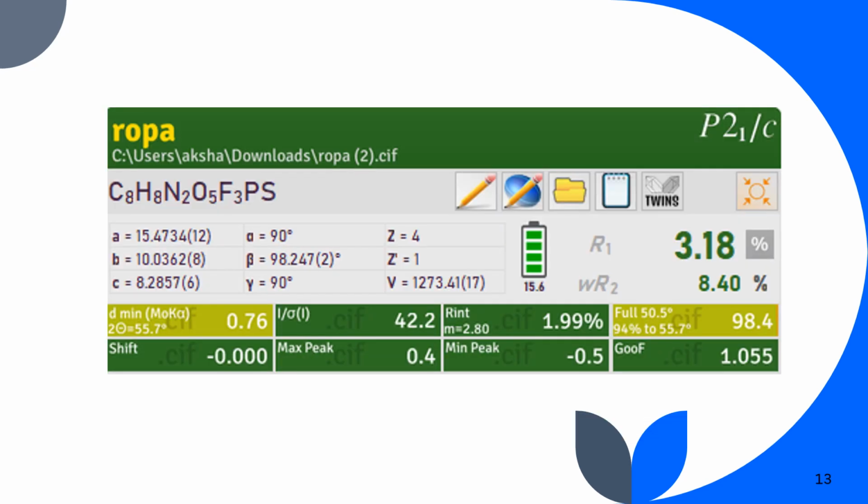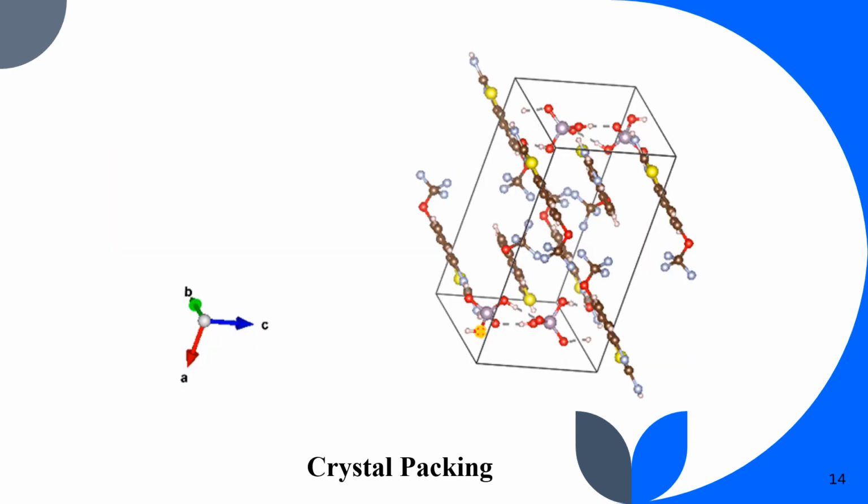Next, the R factor is also quite promising here, 3.18, and the other data can also be visualized, the cell parameters and the angles alpha, beta, gamma. And next is the crystal packing. The crystal packing is also solved using Vesta, and it can be visualized.